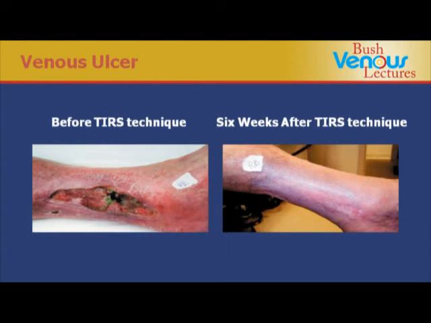This is an example of a venous ulcer, actually the first one that was treated with the TIRS technique. This is actually by accident. This patient had an ulcer present for over 2 years. She had had a previous high ligation stripping with a persistent venous ulcer. 6 weeks after doing foam injection of a Cockett's perforator, this patient had a healed ulceration.